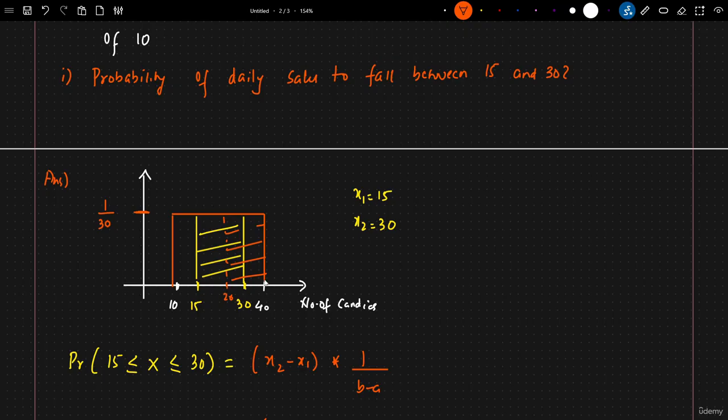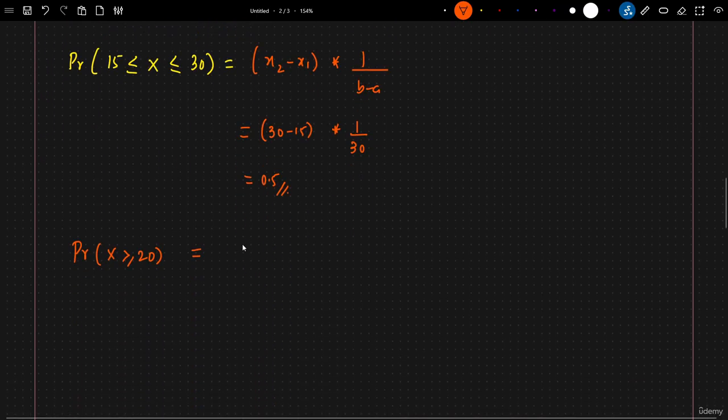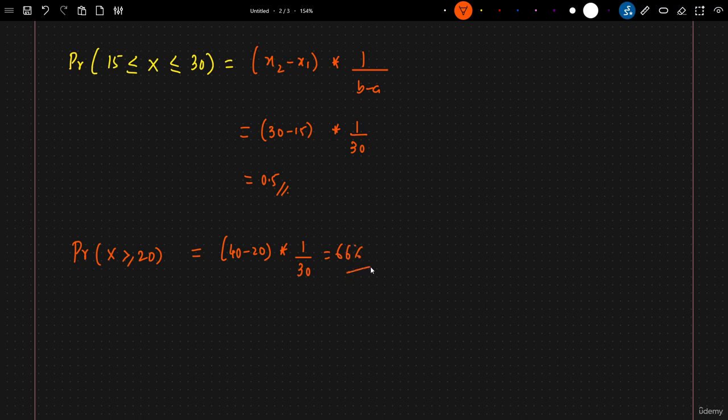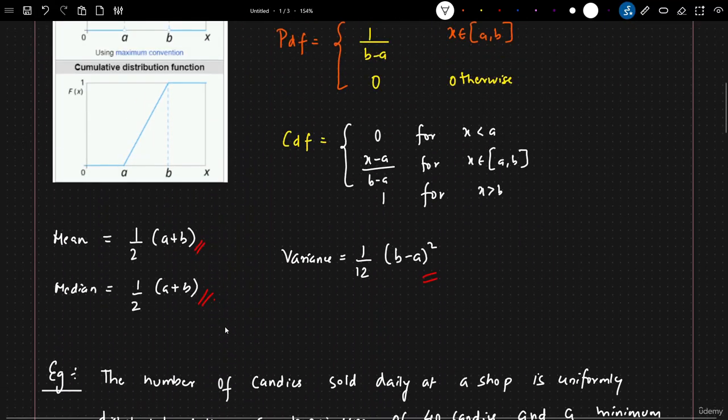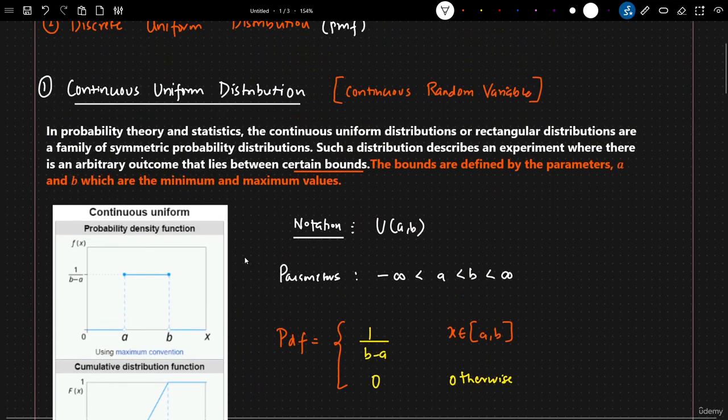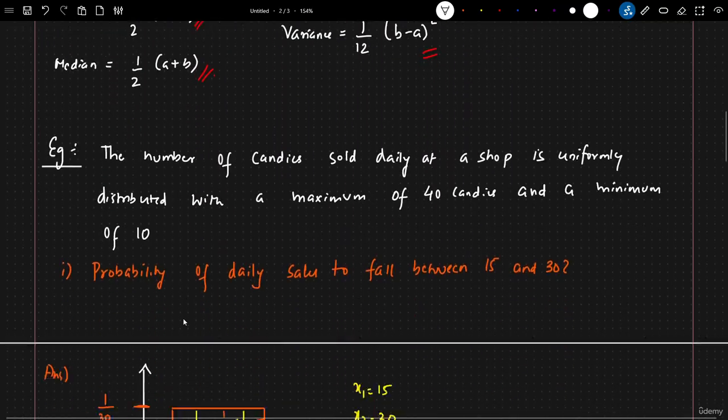And less than 40. So in this particular scenario, what will be my x1, x2? My x2 will be 40 minus 20 multiplied by 1 by 30. So this would be nothing but 66%, okay, which is nothing but 0.66. So I'm writing it as 66%. So here I will be getting 0.66, which is nothing but 66%. Okay. So I hope now you are able to understand with respect to any continuous uniform distribution, how you will be able to calculate these things.